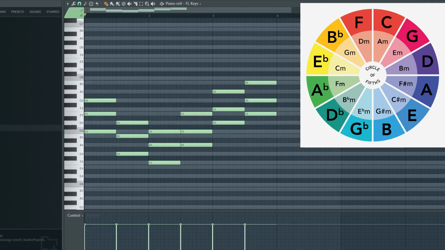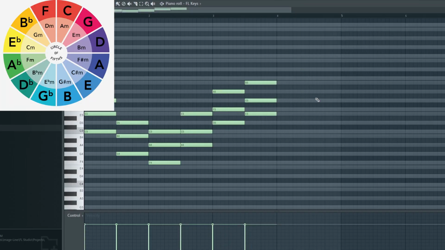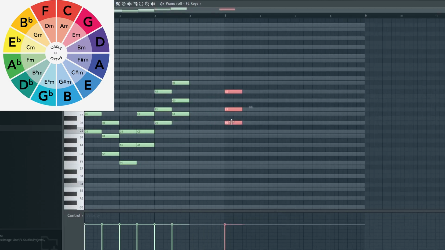If we want to make a sad progression, we just use the same rule. We start with a minor chord and then we leave the progression unresolved. So that's how basically you can use the circle of fifth to make chord progression.